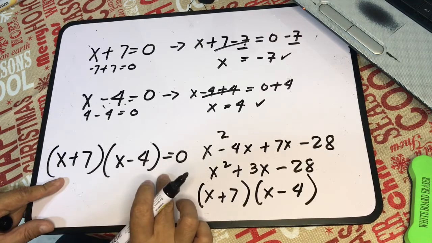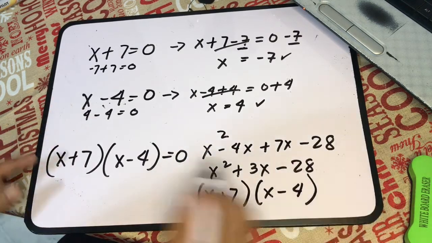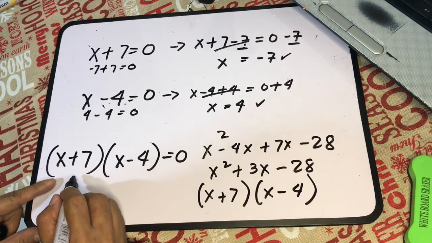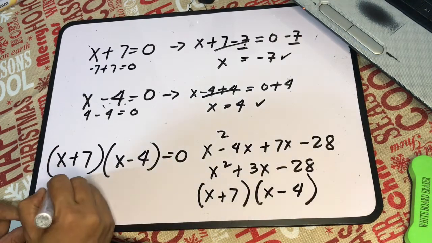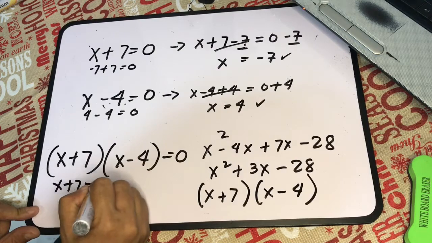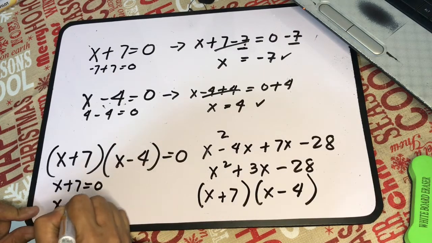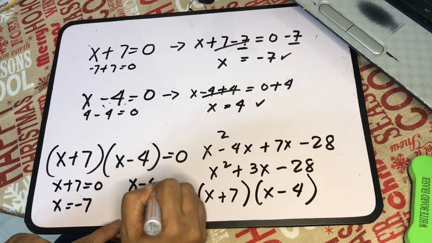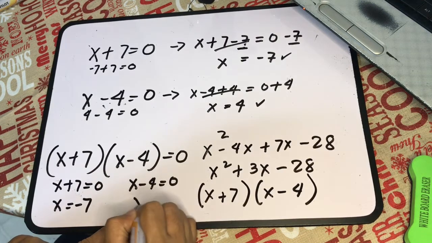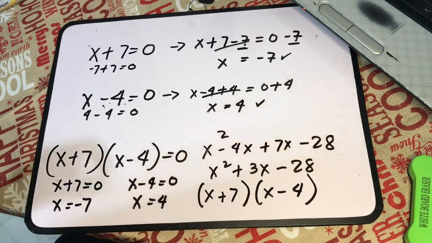Ito yun. Now, what are the values of x? We're going to equate this to 0 using the zero product property. So, x plus 7 equals 0, so x is equal to negative 7. X minus 4 is equal to 0, so x is equal to 4.